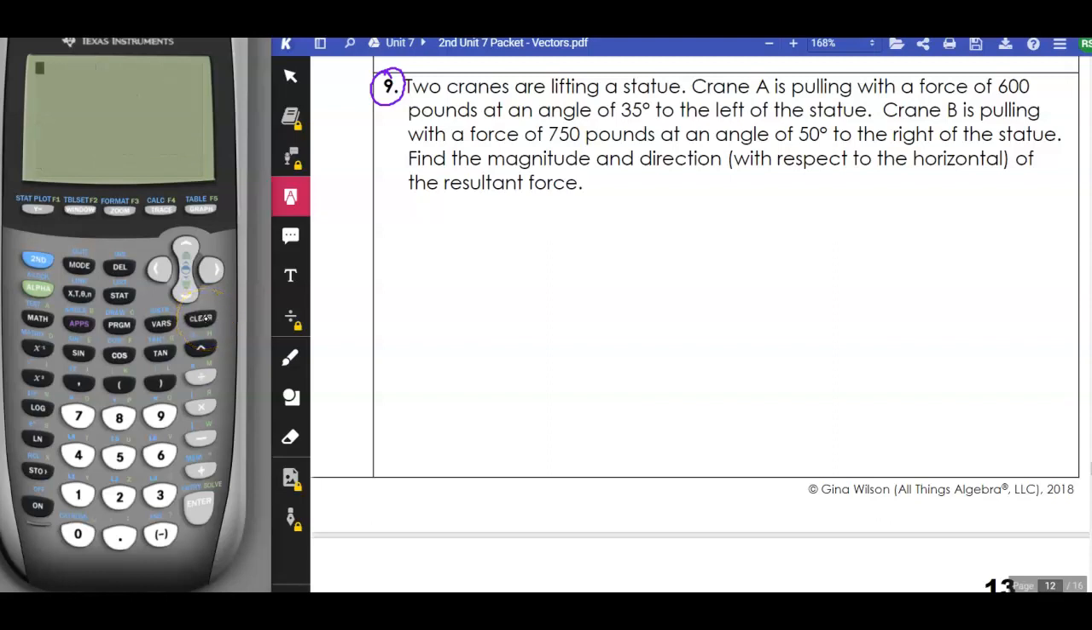The problem says cranes are lifting a statue. Crane A is pulling with a force of 600 pounds at an angle of 35 degrees to the left of the statue. Crane B is pulling with a force of 750 pounds at an angle of 50 degrees to the right of the statue. Find the magnitude and direction of the resultant force.